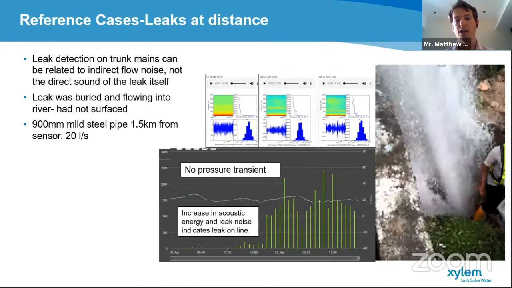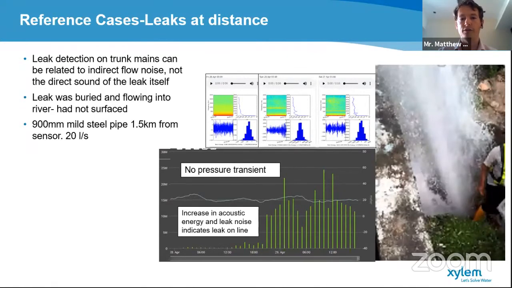You can see in the picture here, but this is only after excavation. The leak itself was flowing directly into a nearby drain. It was not visible from the roadside, and it was not in an area where people would call this in.